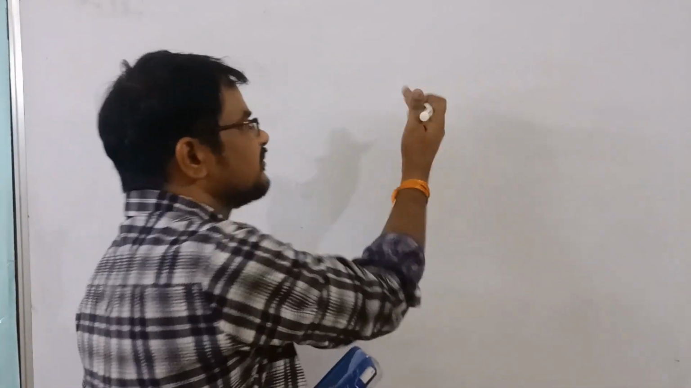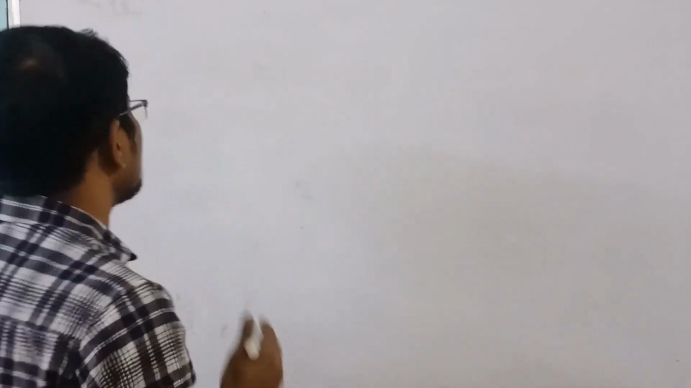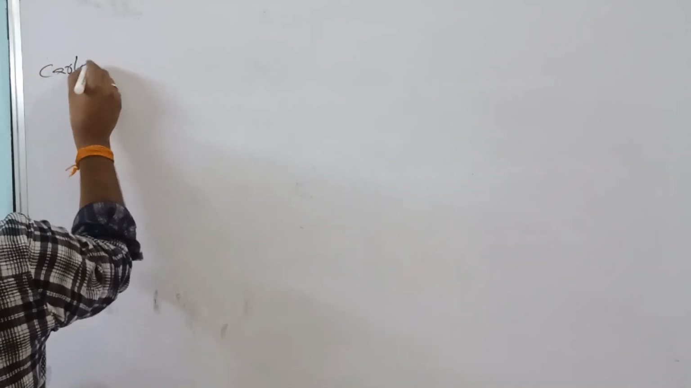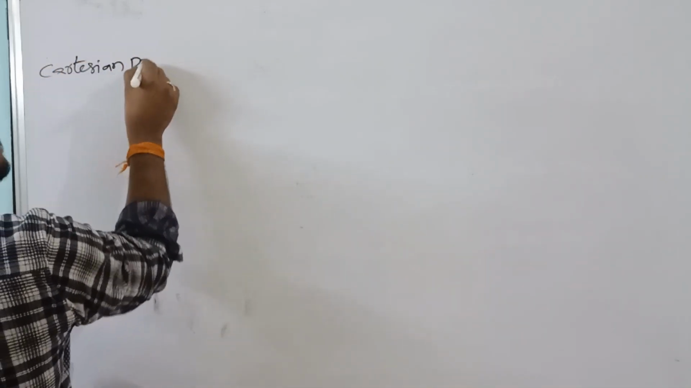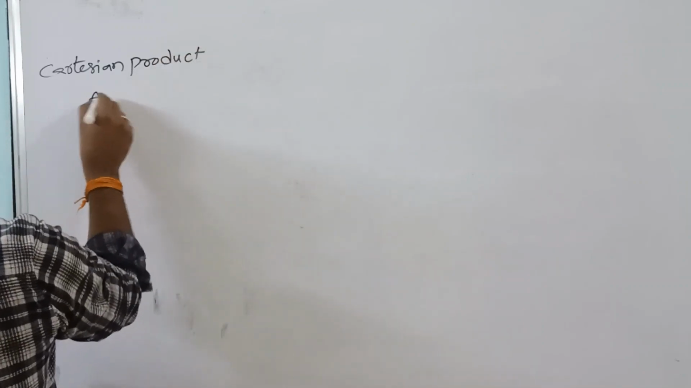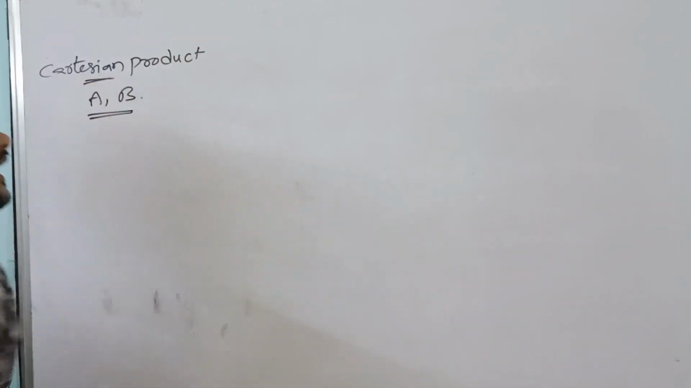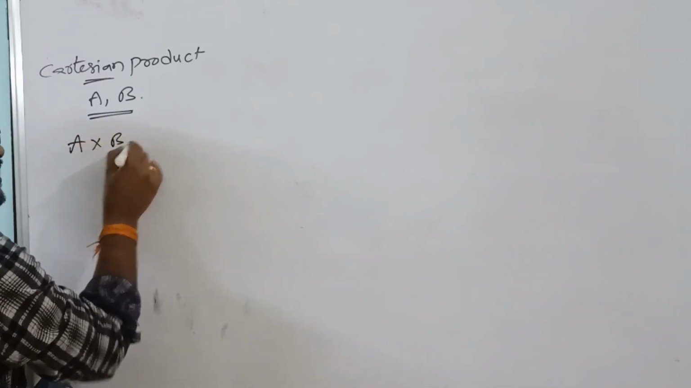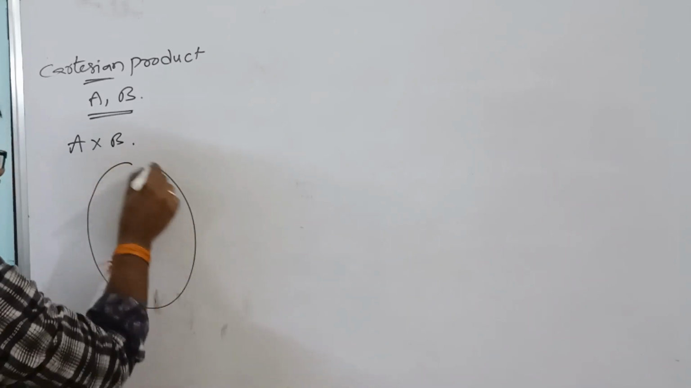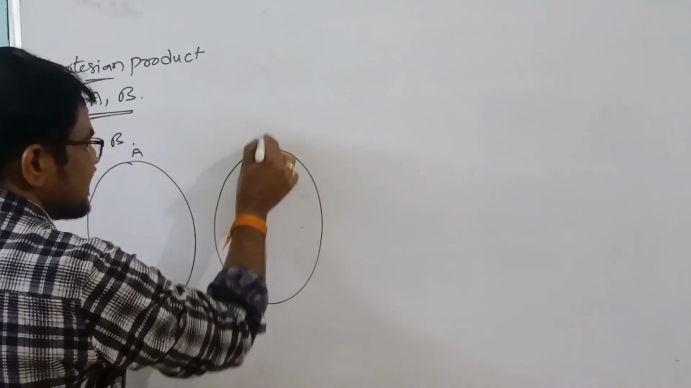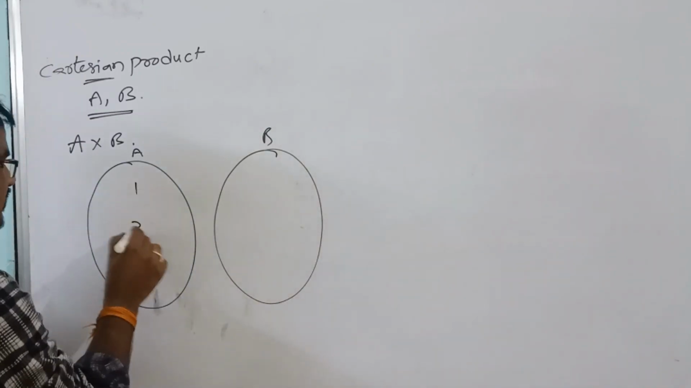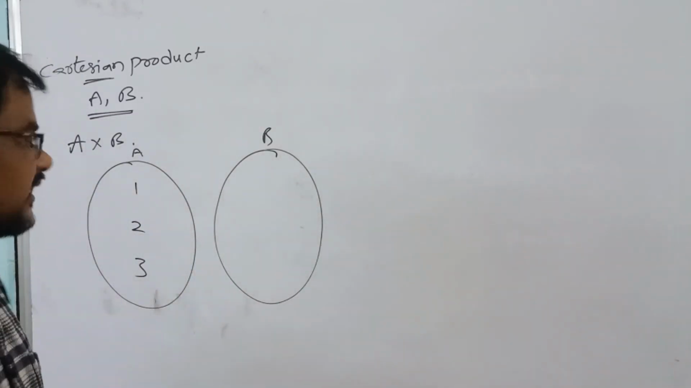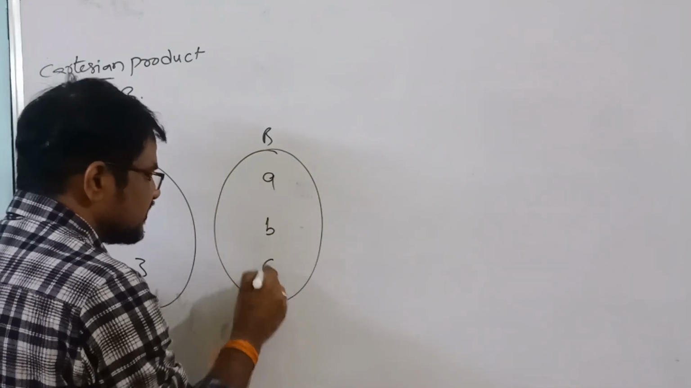Before discussing the definition of the function, definitely we have to discuss, because function came from relation and the relation came from Cartesian product. Cartesian product: let A, B be two non-empty sets. We know already Cartesian product is denoted by A cross B. So I will take this as A and this as B. Now here three elements I am taking, 1, 2, 3, and here these are a, b, c.